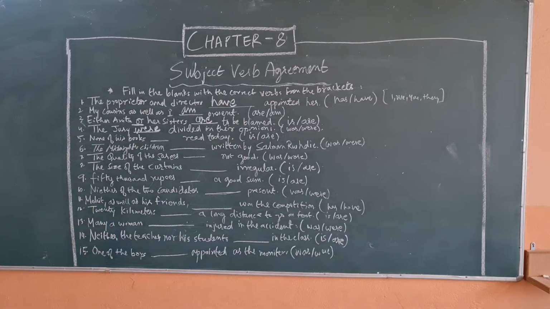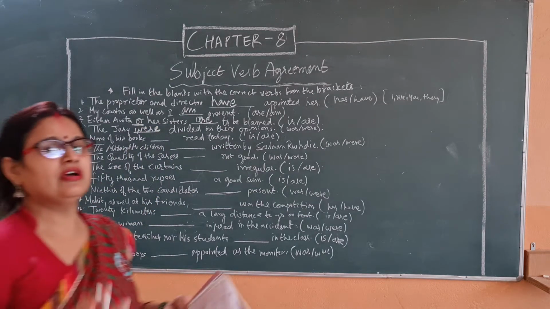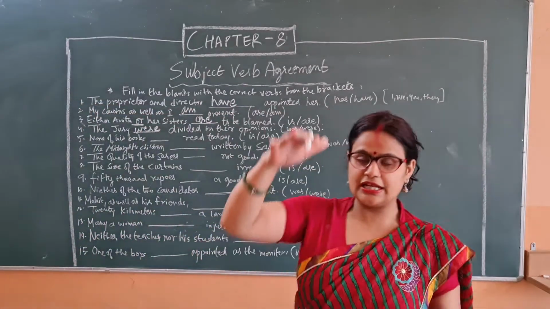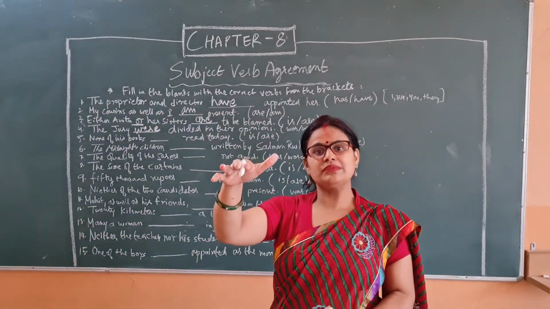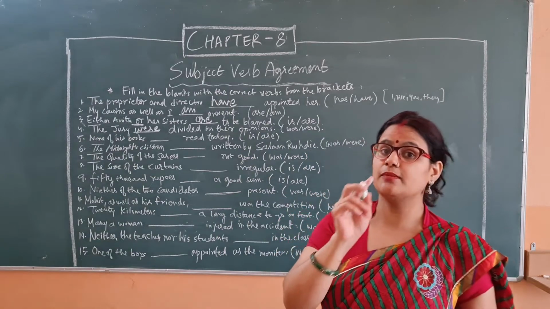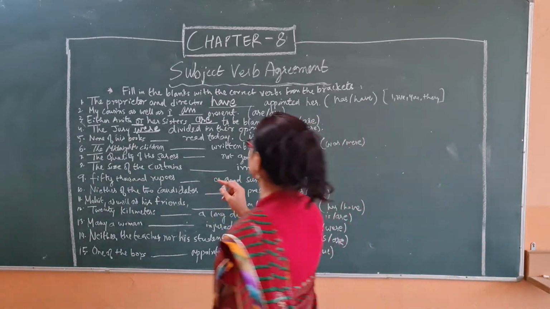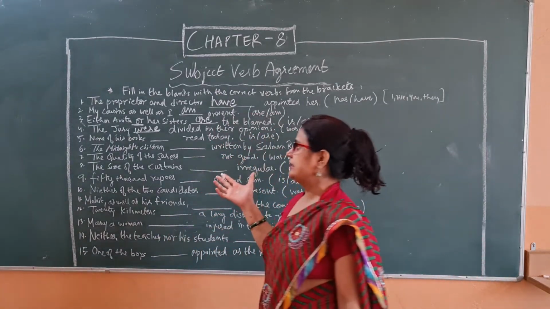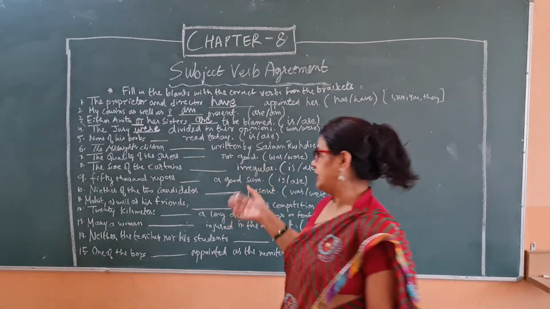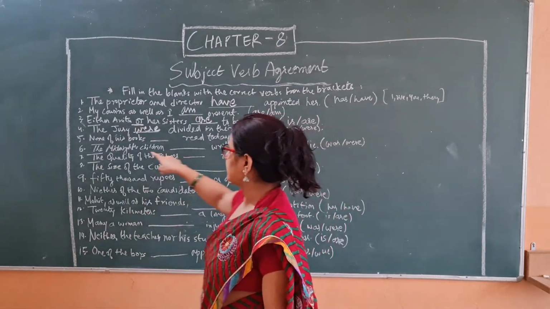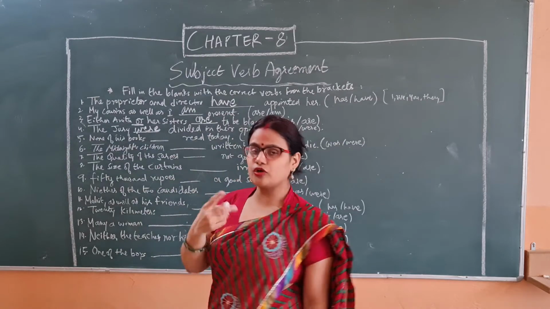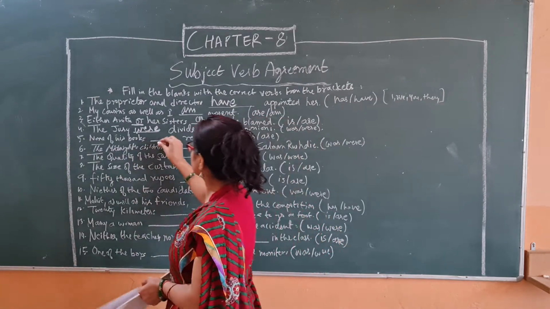None of his books. Now remember, none of his books. First of all, there are plenty of books, but from those books, they are talking about one book. That none of his books dash read today. So you can see here clearly that they are talking about the one book here. So it must be is.